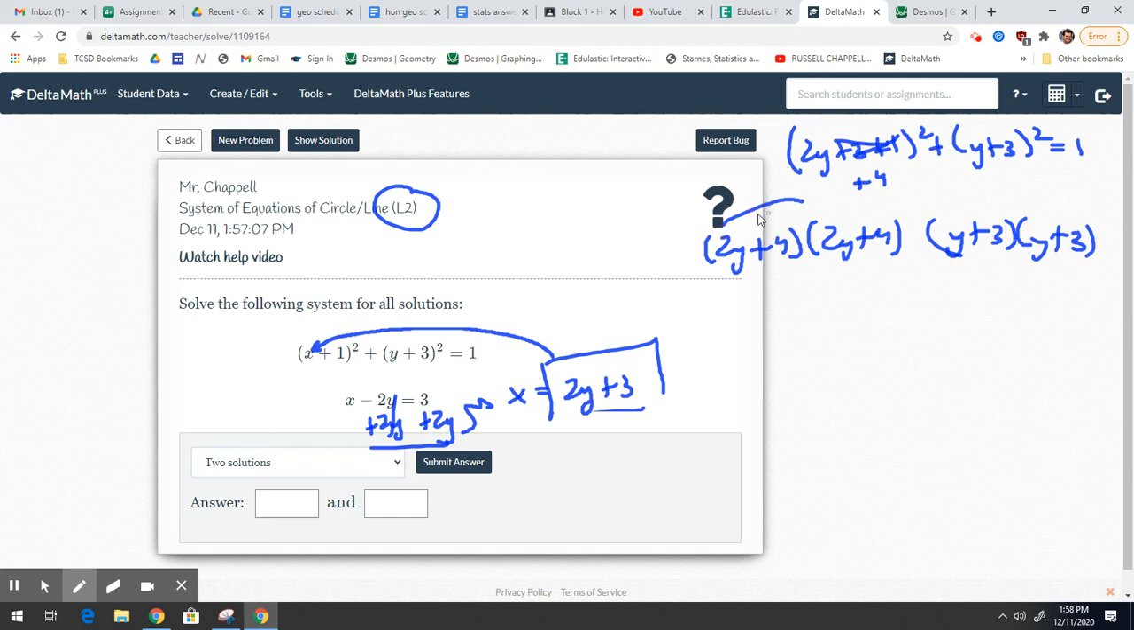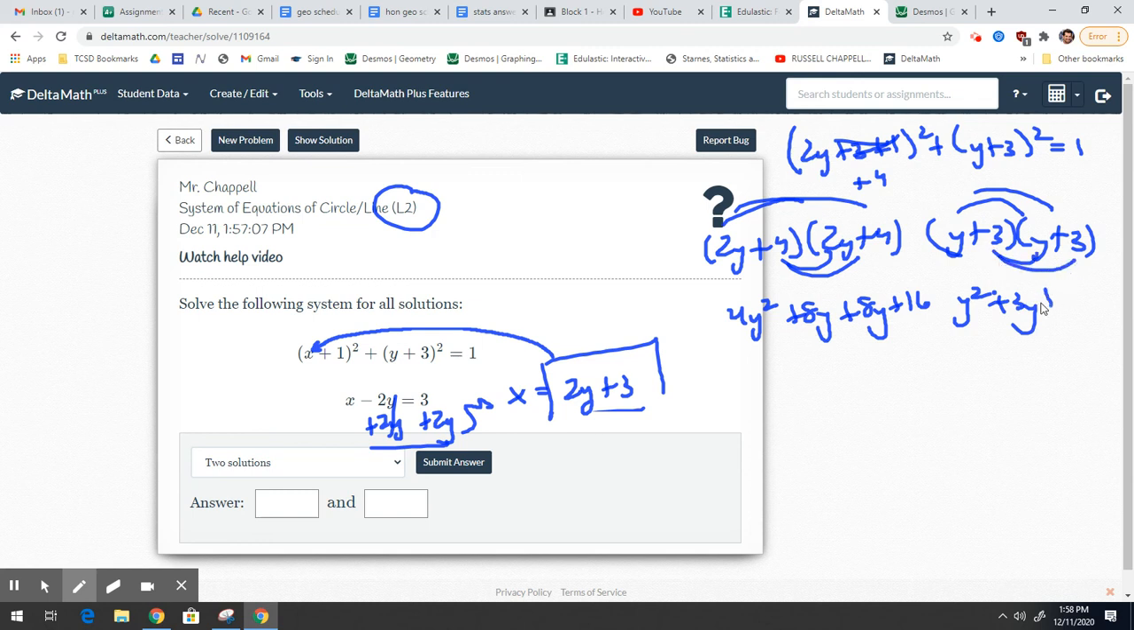Okay, 2y goes to the 2y and the 4. 2y times 2y is 4y squared. 2y times 4 is 8y. Same thing with the 4 to the 2y and the 4. 4 times 2y is 8y, and 4 times 4 is 16. There we go. Y plus 3 times y plus 3. Y times y is y squared. Y times 3 is 3y. Do the same thing with the 3. 3 times y is 3y. 3 times 3 is 9.